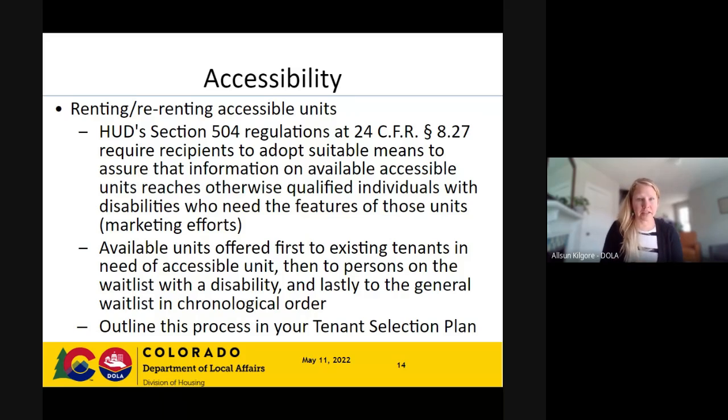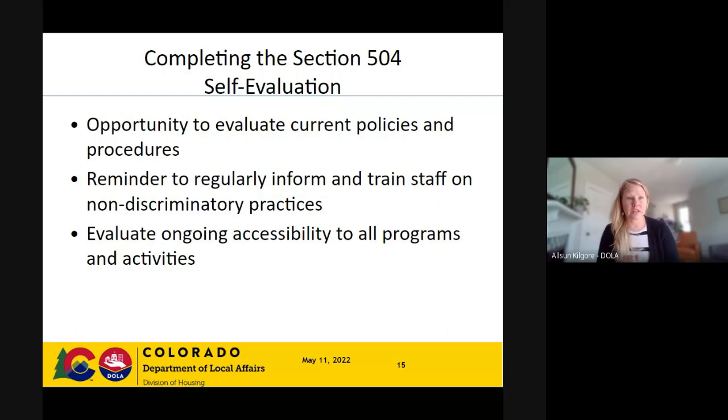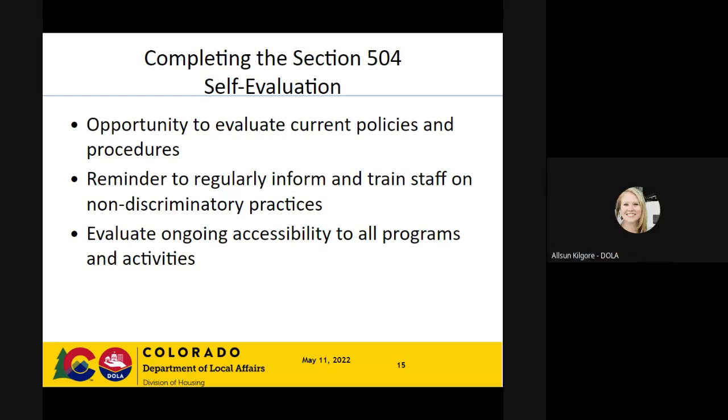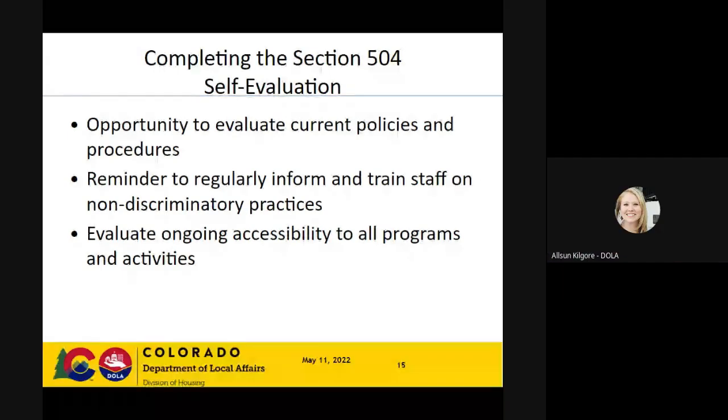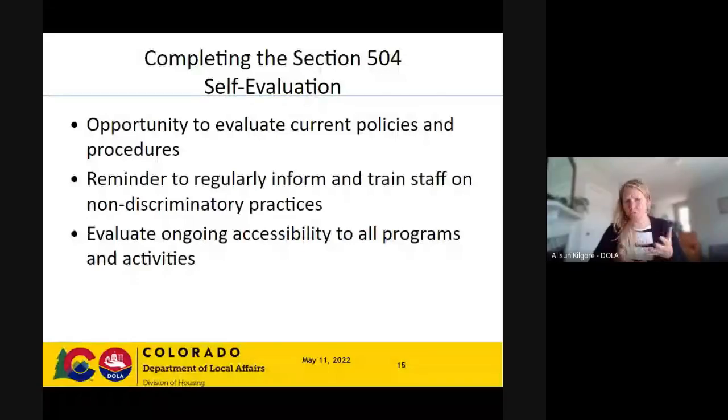All right, and so the next is completing the Section 504 self-evaluation. So this is something that was created many years ago when we started taking stock of some of these unintentional barriers for 504. And there's some on DOH's website or by request, and we link to that area at the end of the training here. And it gives organizations an opportunity to evaluate policies and procedures. And that can be a really helpful tool.